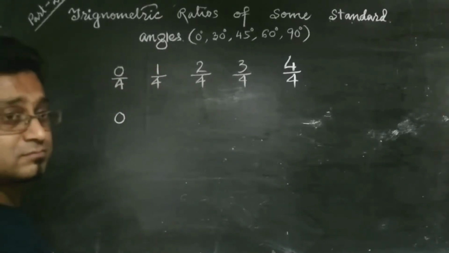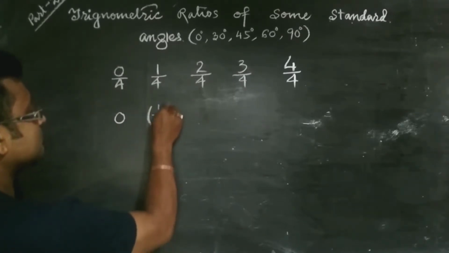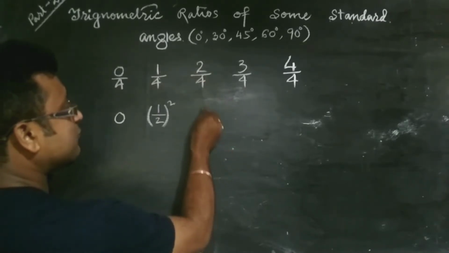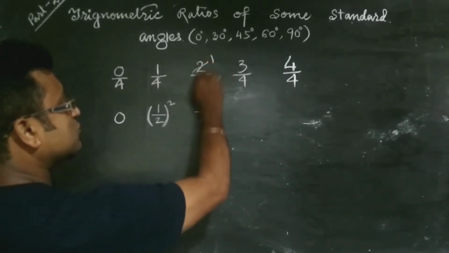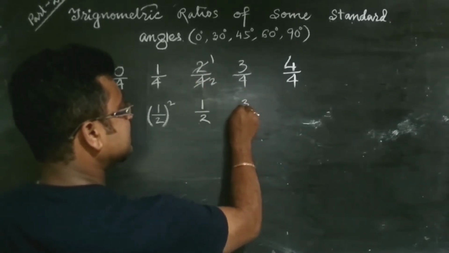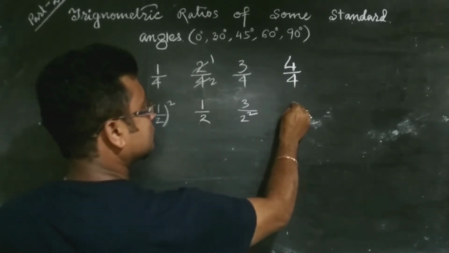1 by 4. You can write 1 by 2 whole square, because 1 square is 1 and 2 square is 4. 2 by 4, if I cancel, I'm going to get 1 by 2. 3 by 4 you cannot simplify, so you just write 3 by 2 square. Can I? Yes. 4 by 4 is 1.